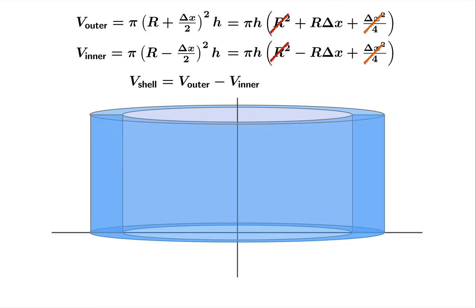Now when you subtract these two quantities, there's some cancellation, and you're just going to get 2 pi r h delta x. What is r? r is this middle radius, the average of the inner and the outer. So there you have an exact formula for the volume of a shell in terms of the middle radius, the average of the inner and the outer radii.